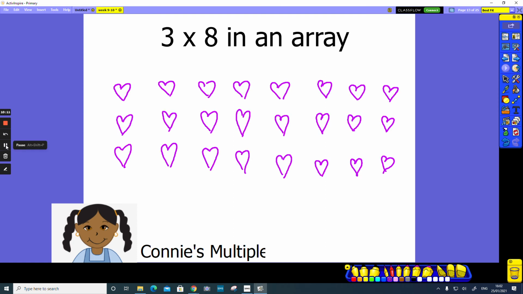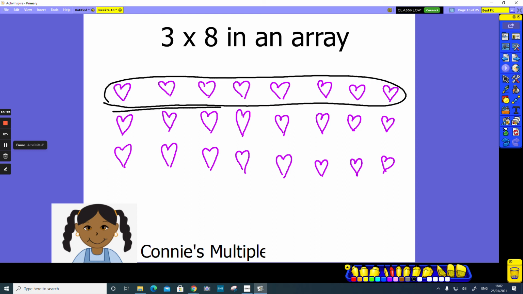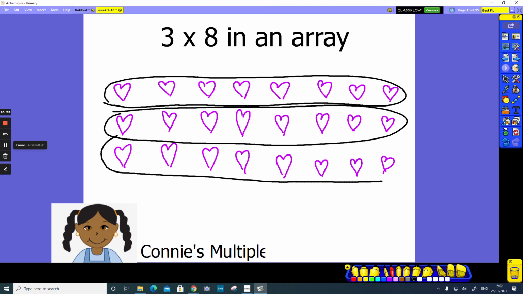I have 3 groups of 8 here. 1 group of 8. 2 groups of 8. And 3 groups of 8. I can also show 8 groups of 3. On your array now, circle 8 groups of 3. Press pause, and then press play when you're ready to check your answer.